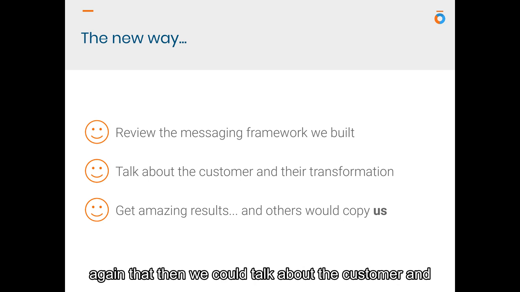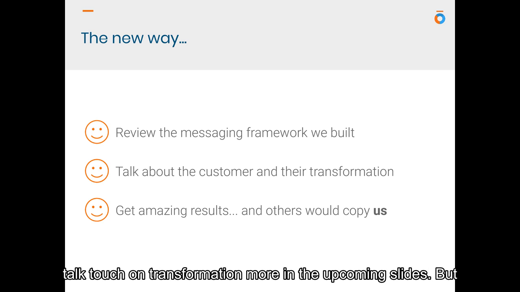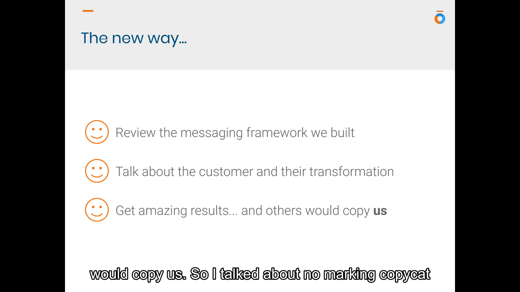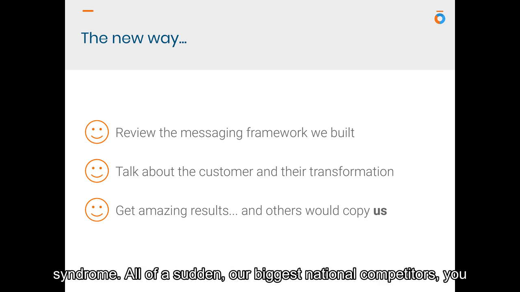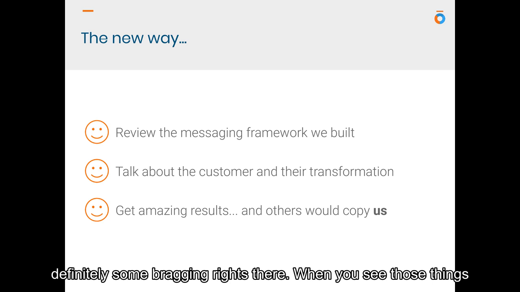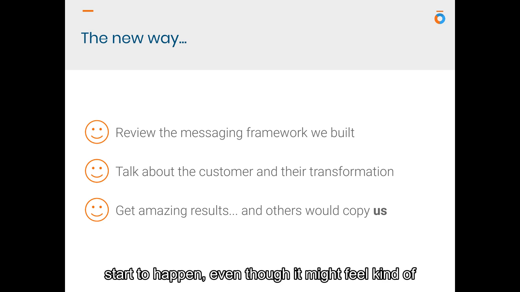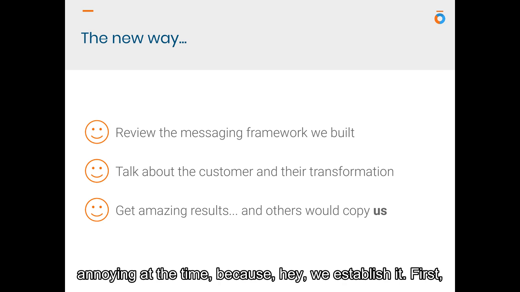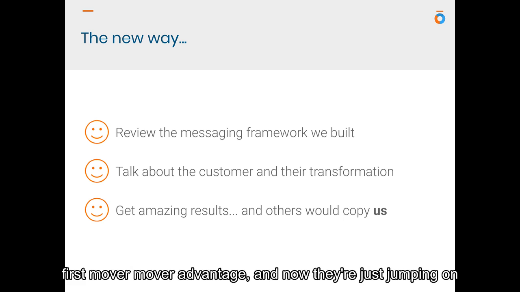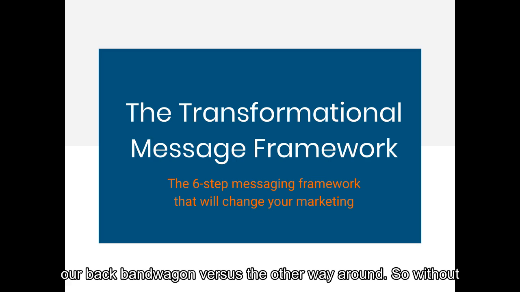Then we would talk about the customer and the transformation that was taking place. And I'm going to touch on transformation more in the upcoming slides. But then we would get much, much better results. And others would copy us. So I talked about marketing copycat syndrome. All of a sudden, our biggest national competitor copied pretty much verbatim our campaign. And so there's definitely some bragging rights there when you see those things start to happen, even though it might feel kind of annoying at the time, because, hey, we established it first. We put the work into doing this first. We captured first mover advantage, and now they're just jumping on our bandwagon versus the other way around.